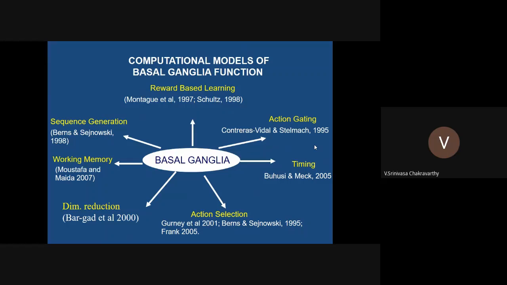Now, people have been proposing computational models. These are very old papers. There's so much literature coming out in basal ganglia modeling these days, but these are some of the older ones. People have been proposing models for different functions of basal ganglia. Some only highlight the reward-based learning aspect, or there are models of sequence generation: how do the basal ganglia generate sequences? Or there are models of working memory: how does basal ganglia remember something for a short while and use that information for decision making? Or how does basal ganglia control timing activities over a scale of seconds to minutes? Or action gating, dimension reduction. So the different models propose different functions of basal ganglia.